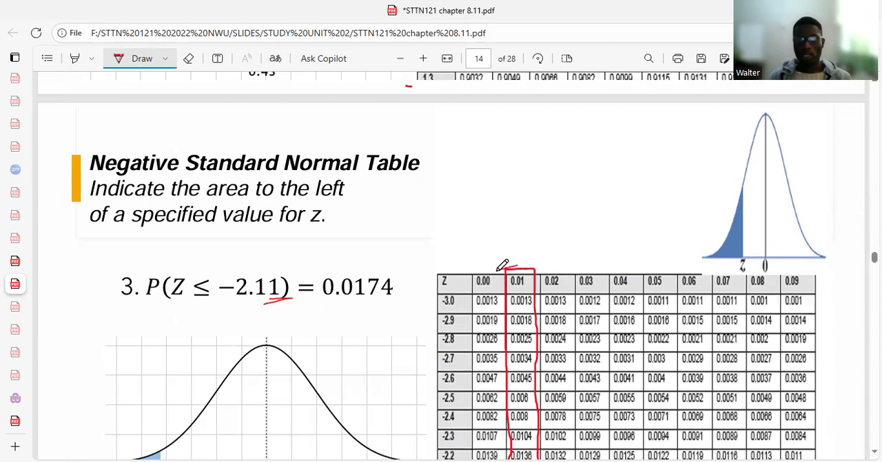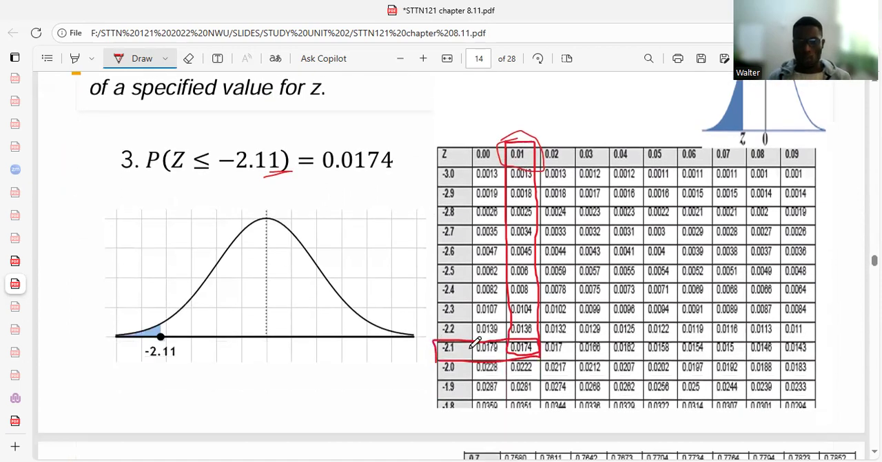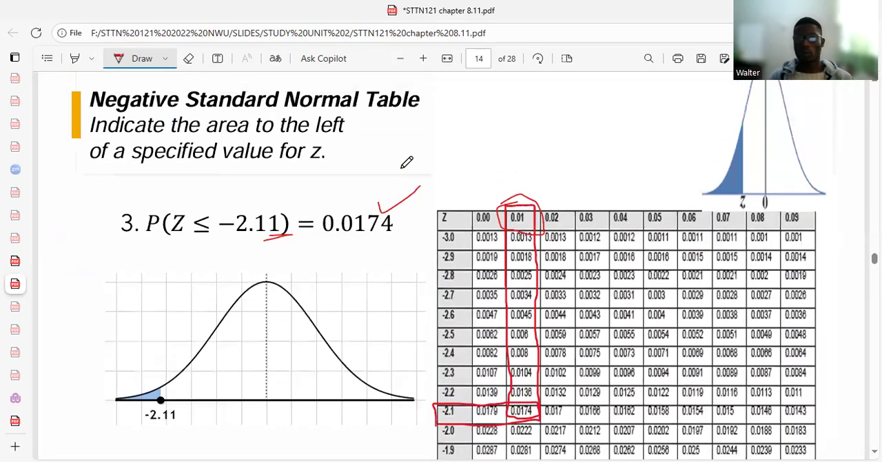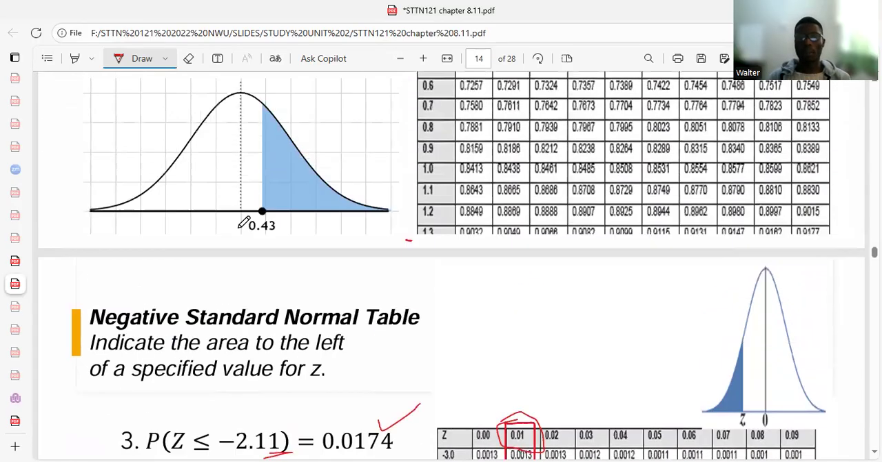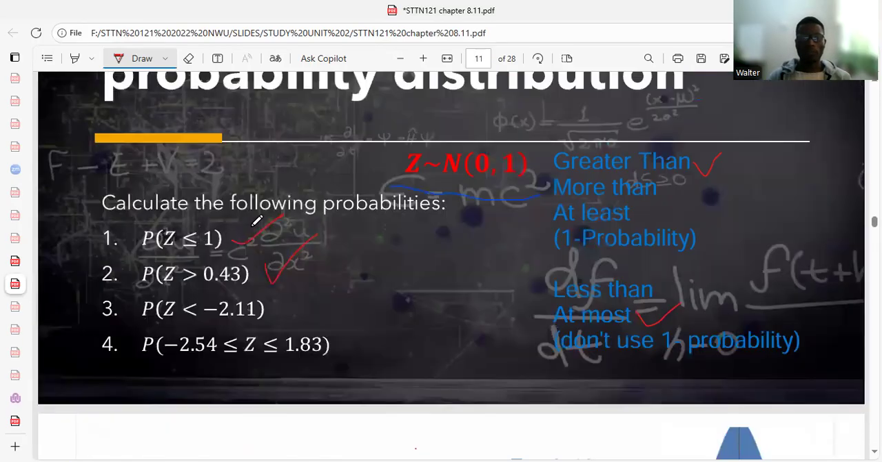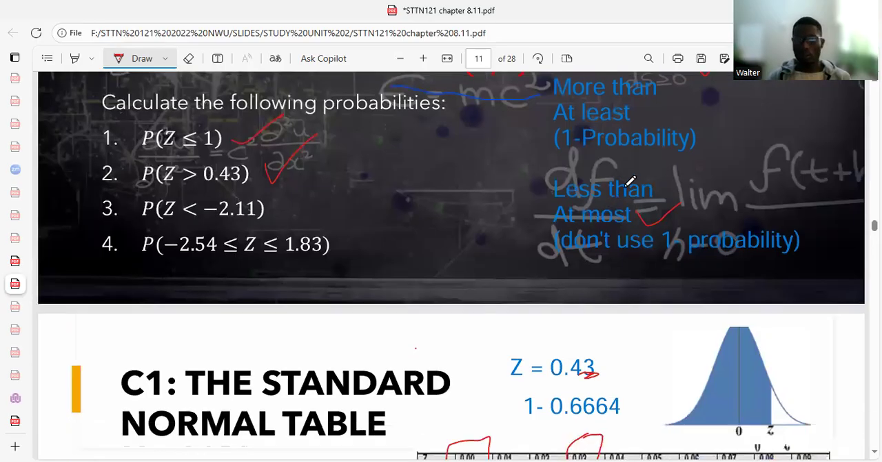You're gonna check under 0,01 here. And then you're gonna go and check negative 2,1 under 0,01. And then you'll get 0,0174. You see, 0,0174. So that's how you get the probability. So on this one, you don't use 1 minus. You know why? Remember, if here it's less than, you don't use 1 minus here. That's the reason. Now this one is between.